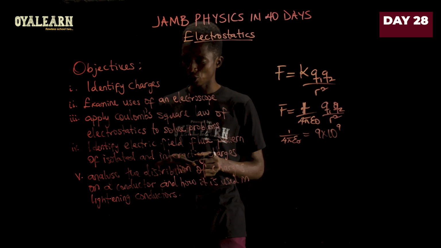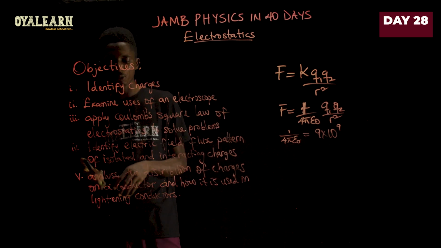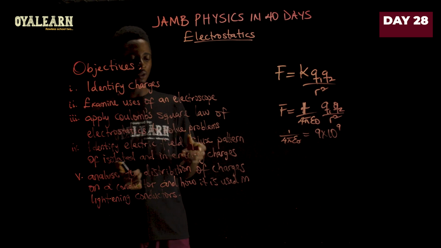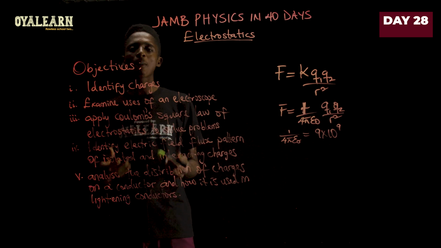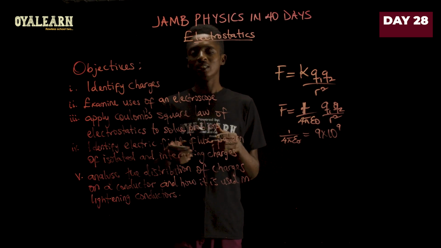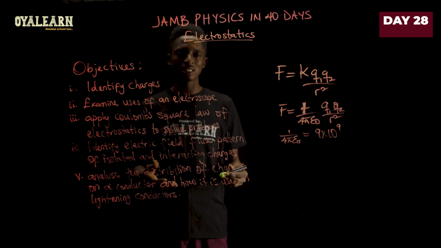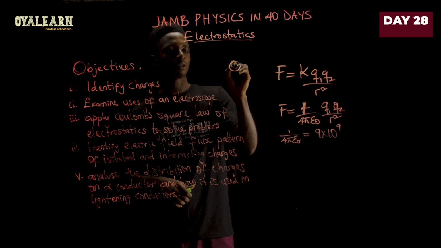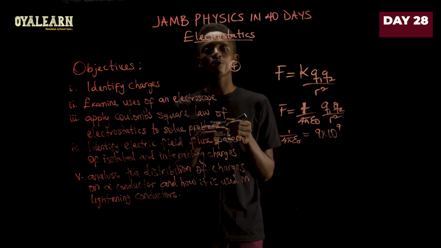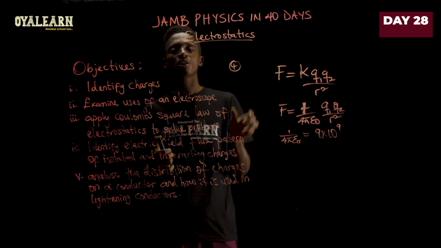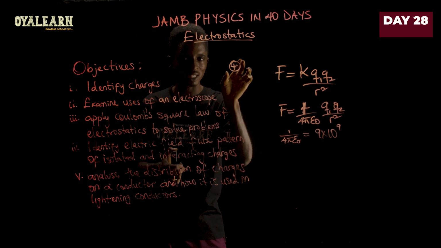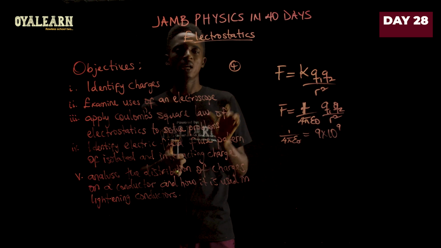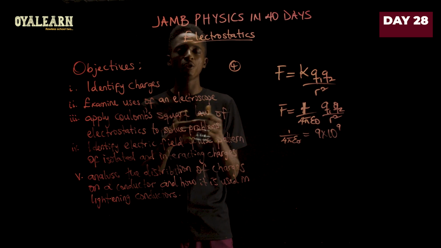Now, they also expect that you should be able to identify electric field flux patterns of isolated and interacting charges. How can you tell the line of force of an isolated positive charge? Say, for example, this is an isolated positive charge. The line of force around it tells us the direction and the strength of the electric field that we are looking at here. This is an isolated positive charge which has its own field. And the line of force shows how strong the field is and the direction each of the charge is moving.